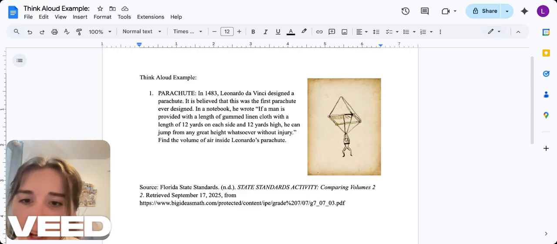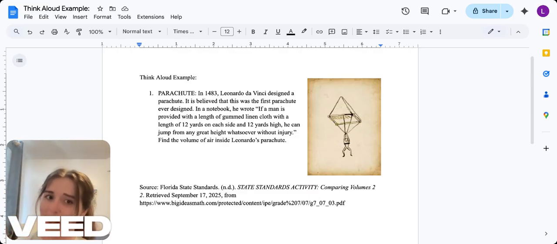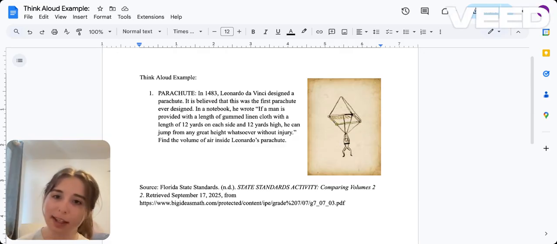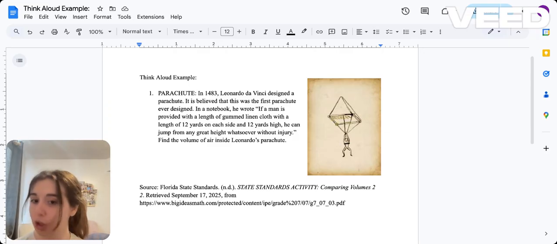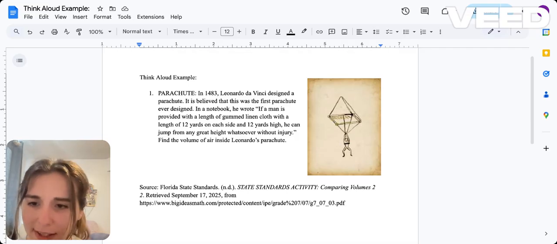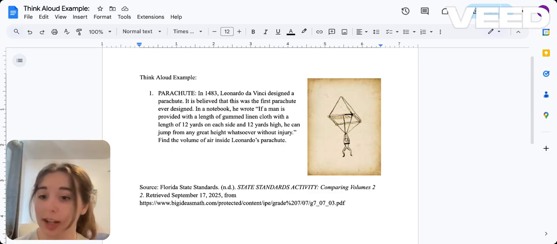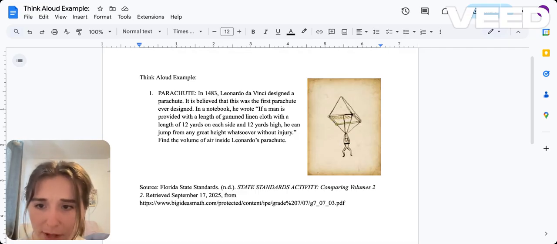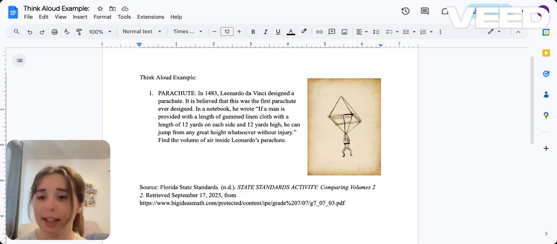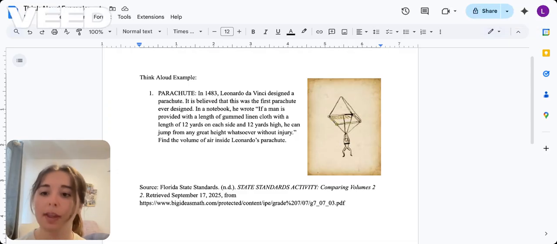I'm thinking that if it's 12 yards on each side, then maybe we have to multiply 12 by 12 and then by another 12, and then multiply that by our 1/3. Because if we look at this, we know that the base would be a square, which is a figure that has all sides the same. When I'm thinking about this problem, I want to make sure I'm using the information that's given and that corresponds directly to the base or the height. So that's what I would do when I'm looking at new word problems for the first time.